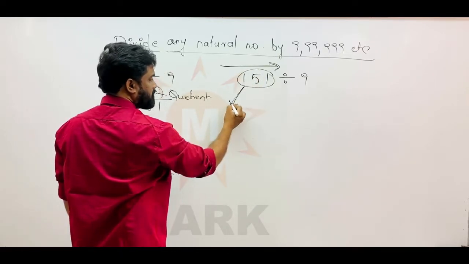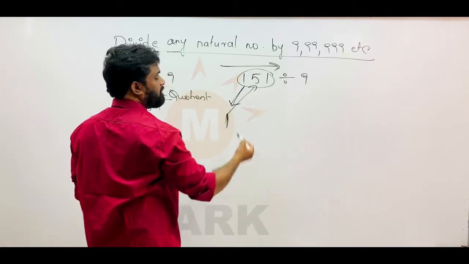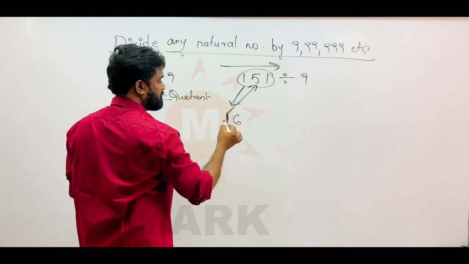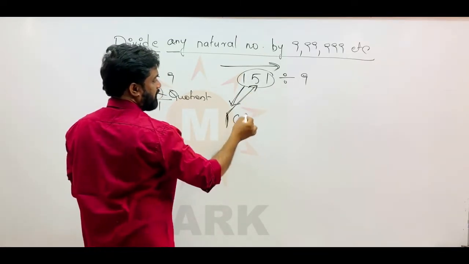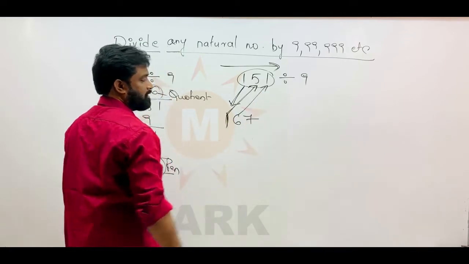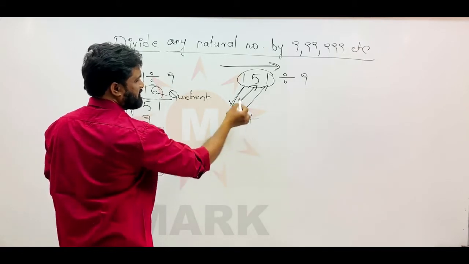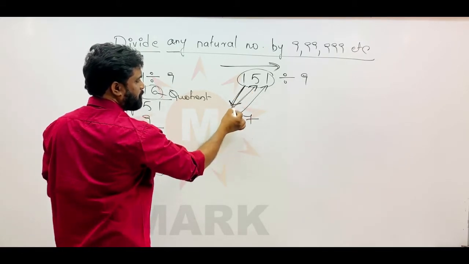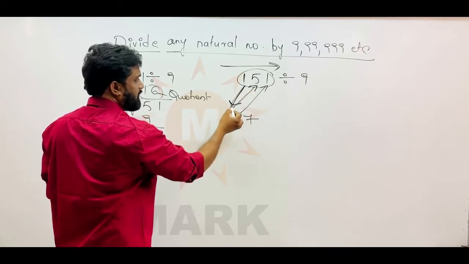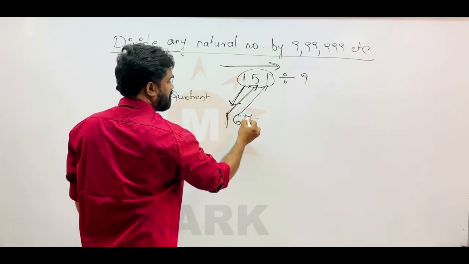The leftmost number is written as it is, 1. The next number is 5, so 1 plus 5 is 6. Now again, add this result to the next number: 6 plus 1 is 7. Done. Clearly, you can see what I have done: write the leftmost number as it is, start the operation from left to right, 1 plus 5 gives 6, then 6 plus 1 gives 7.